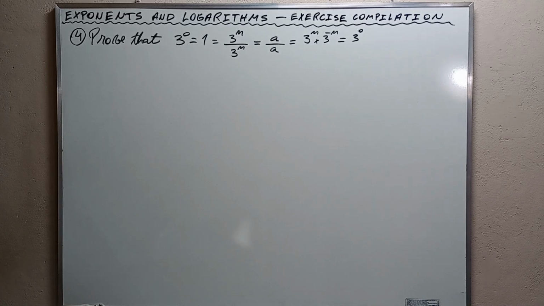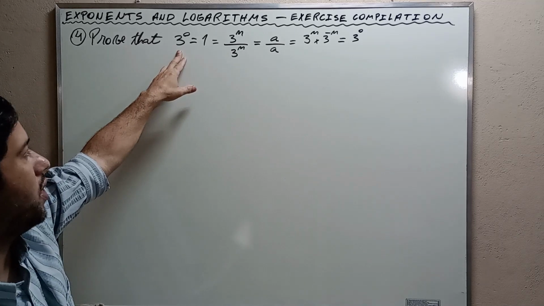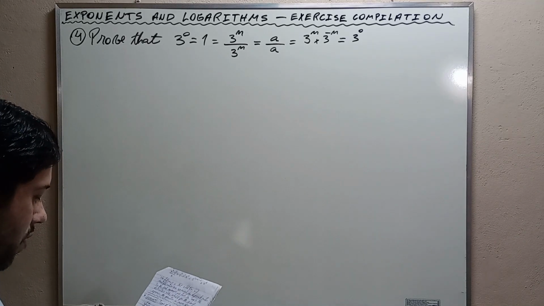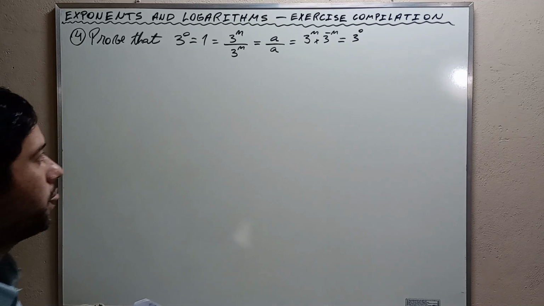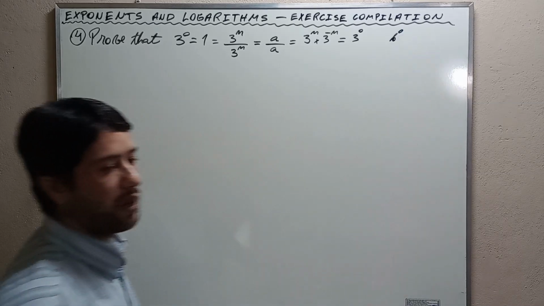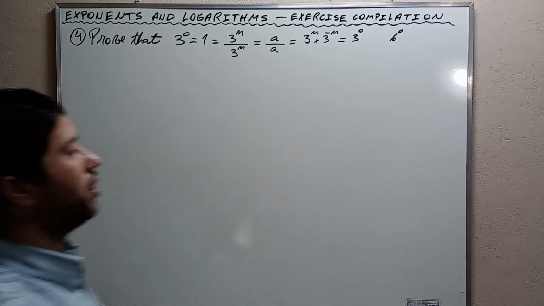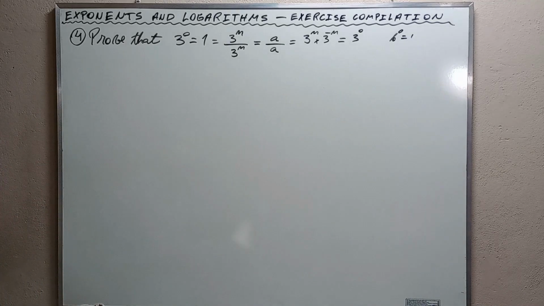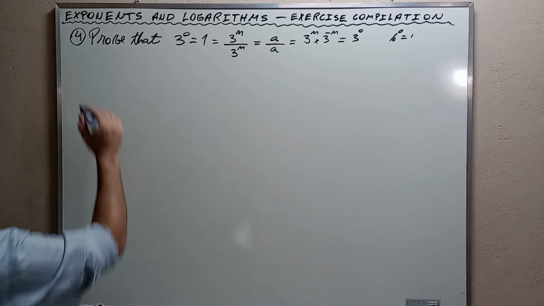Alright, my friends, this is the conclusion. Every number, it can be 3, it can be any kind of number, every number b raised to the power of 0 is equal to 1. This is the conclusion that we get from this exercise. Let's go to exercise 5 now.